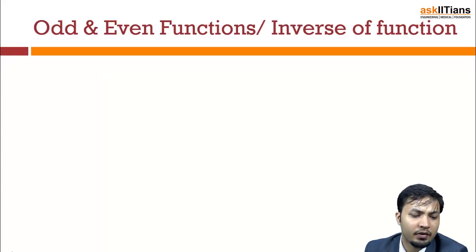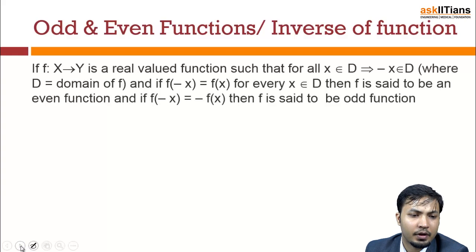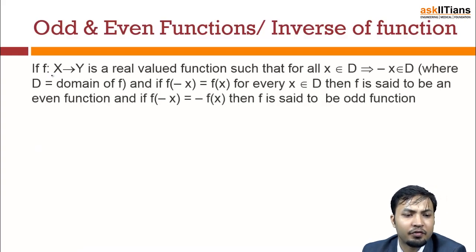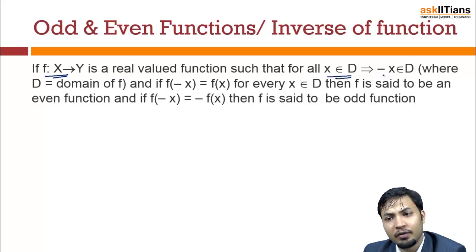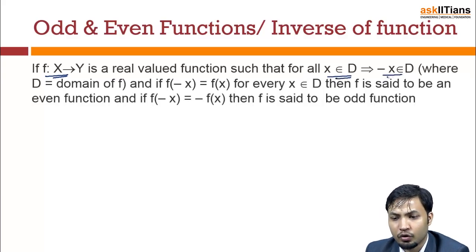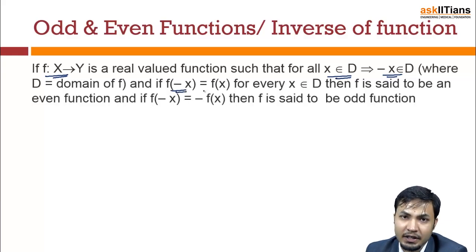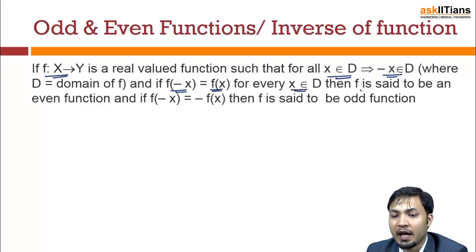Now, for the odd and even function, suppose f from X to Y is a real valued function such that for every x belonging to the domain D, the negative of that value, minus x, also belongs to the domain. If f of minus x gives me f of x, for every x belonging to D, then f is said to be an even function.